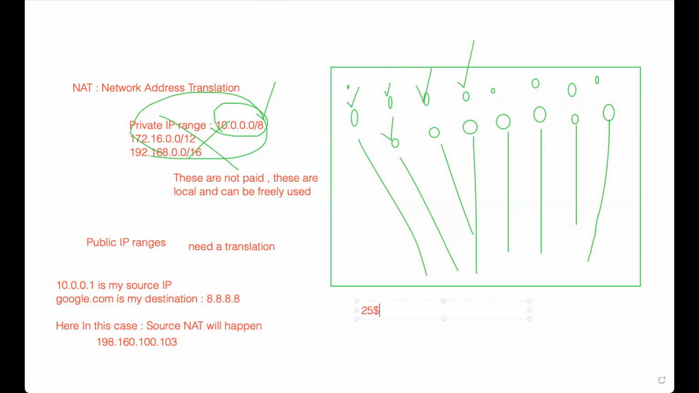So if I have, let's say, 1,000 employees, I cannot spend $25,000 monthly just for procuring the IP addresses. It is very, very expensive. That's why there is a concept called NAT overload, or PAT, port address translation. Let's talk about that.